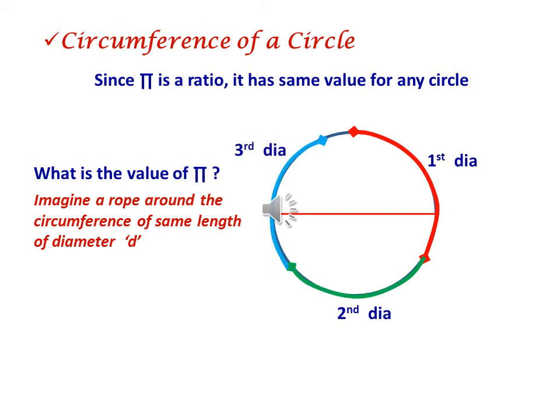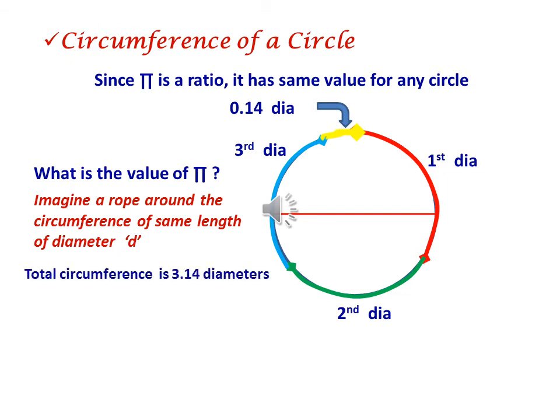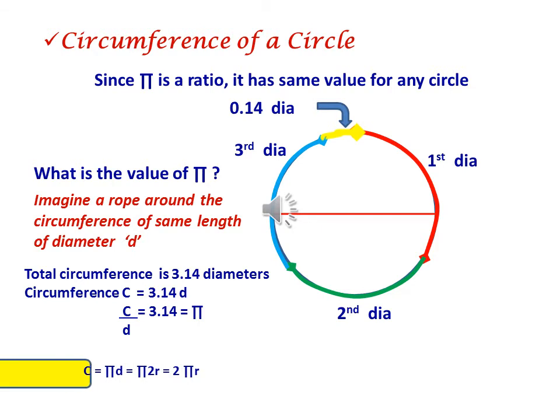After drawing all three diameter lengths, we are still left with 0.14 of a diameter length. So when we add all these lengths, it comes out to be 3.14 diameters. And this is the circumference. So the total circumference is 3.14 of the diameter, and circumference c is equal to 3.14 d. And c by d becomes 3.14, and that is nothing but pi. So circumference becomes pi d or 2 pi r.